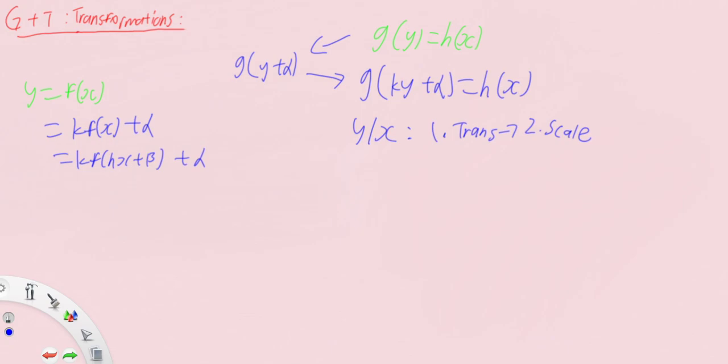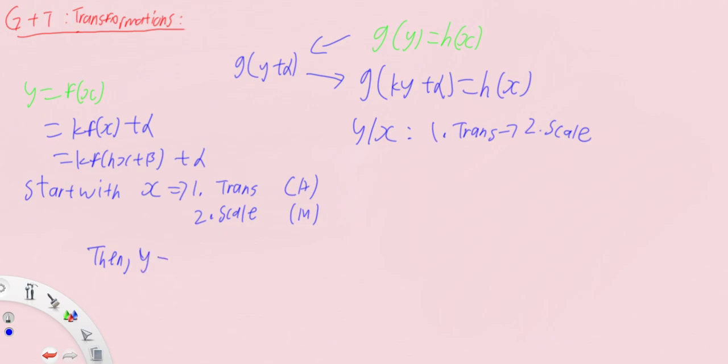Alright, start off with the x variable. So start with x. Always start with x. Idea is, again, first you translate, then you scale. Alright, so I'm going to write A and M. This will come in handy later on. After you're done with x, now you deal with y, then y. Alright, so 3 and 4.